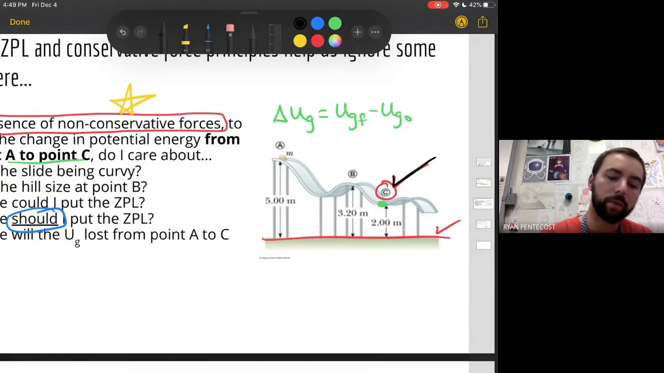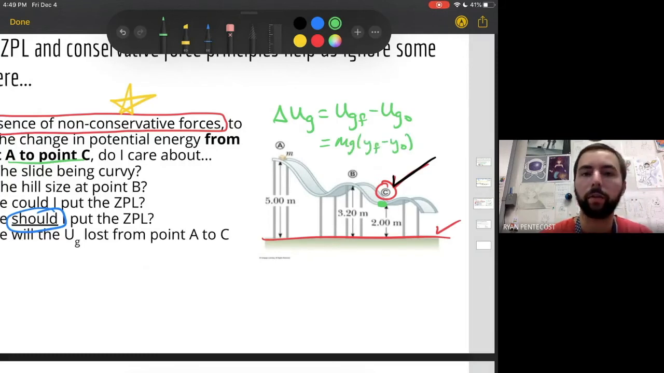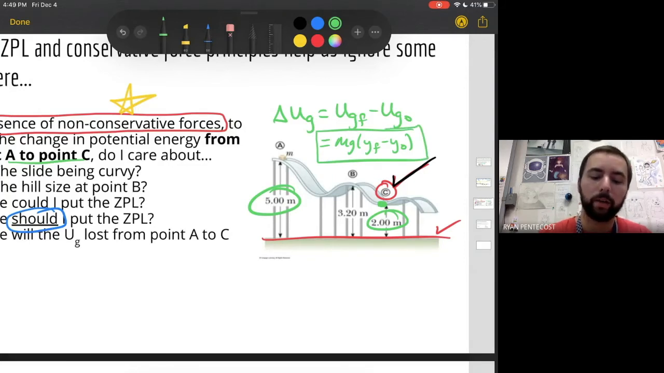Yes, you still have to calculate both of those potential energy levels, but when you look at Y final minus Y initial, you don't have to do any math to find out what Y final and Y initial are. Y final is 2 meters. Y initial is 5 meters. This essentially becomes a plug and chug problem. You don't have to do any math to find your height. So I would say that that is also a viable option. Whichever way you think is easiest for you to do the problem, that's where you should put it.